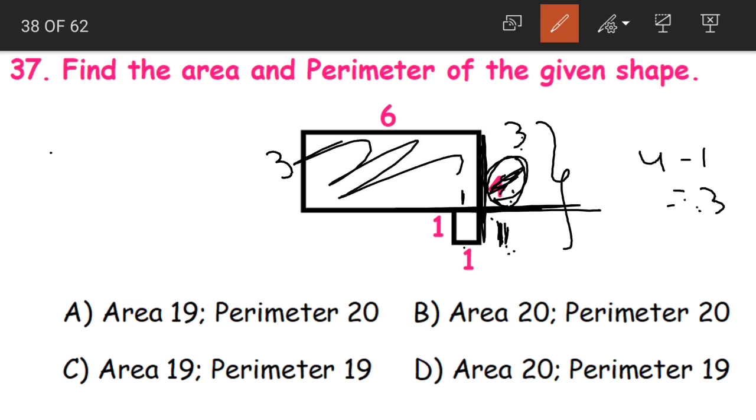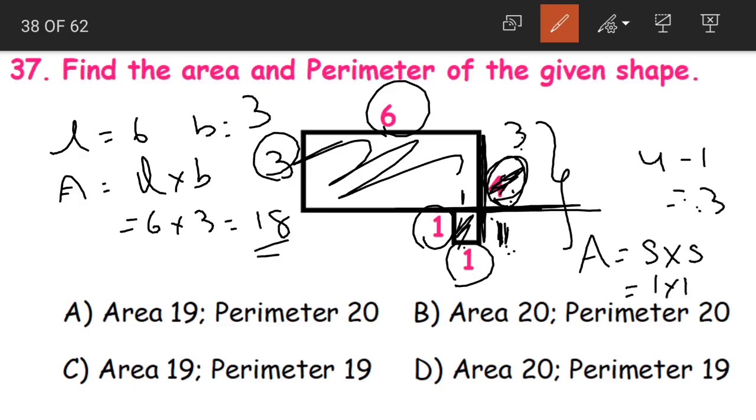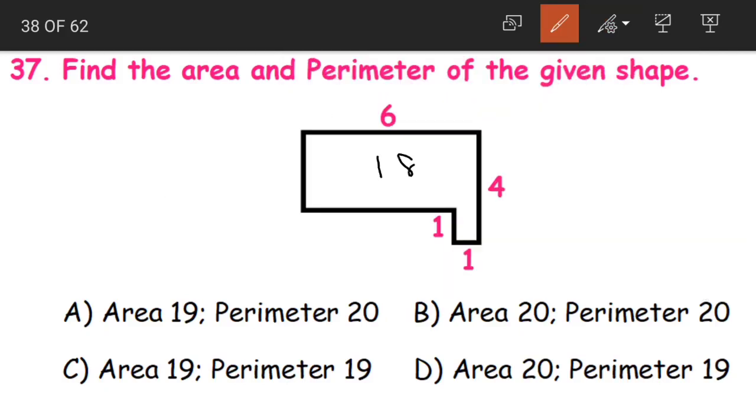So for the above rectangle, the length is 6, breadth is 3. Area becomes length into breadth, 6 into 3, 18. Now coming to the below figure, length is 1 and breadth is also 1. That means it is a square. So area becomes side into side, 1 into 1, that is 1. So the area of the above figure is 18 and the area of the below figure is 1. Now what is the area of the total given shape? When we add these two together, 18 plus 1.